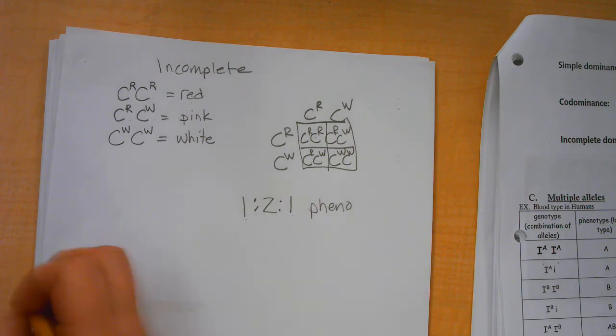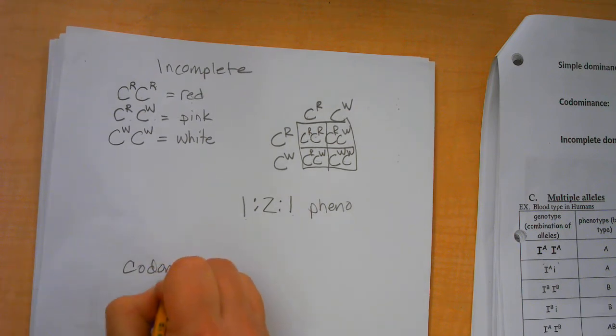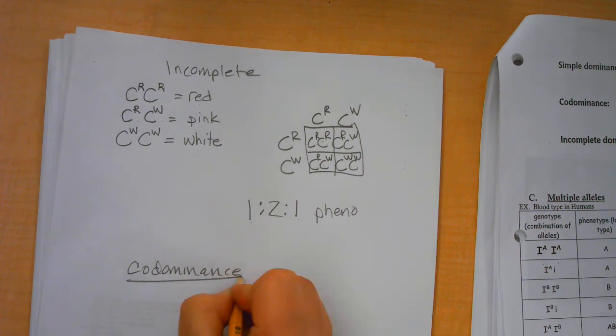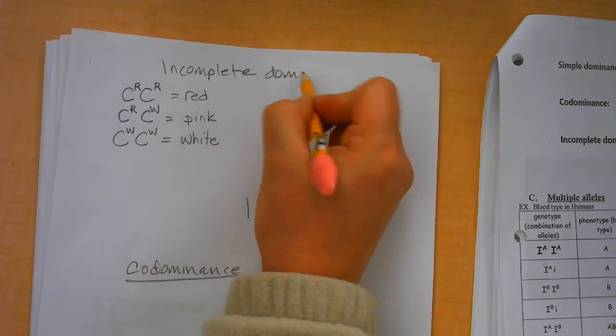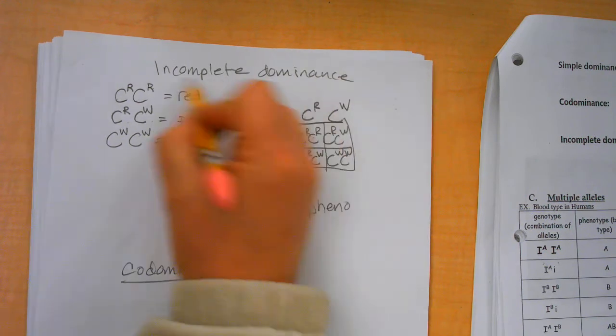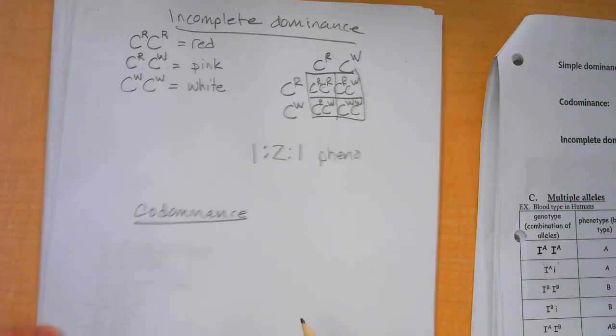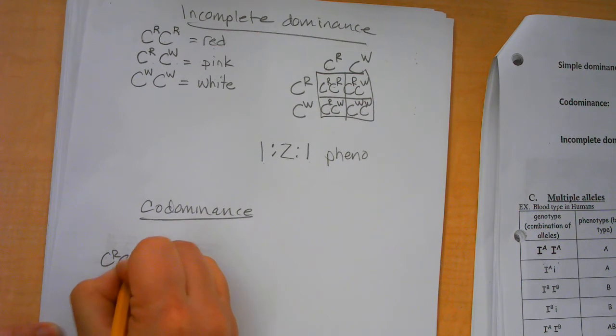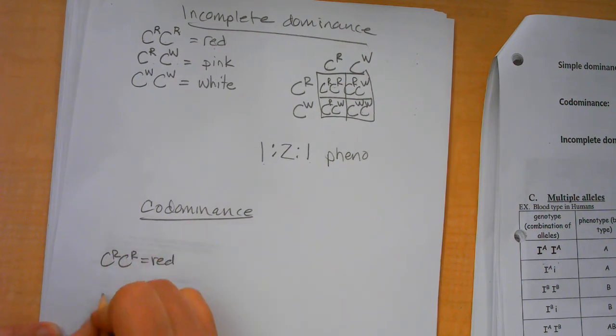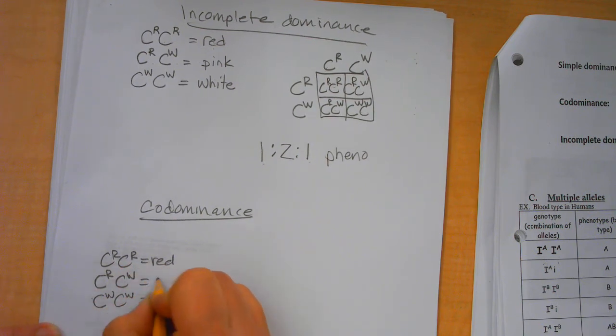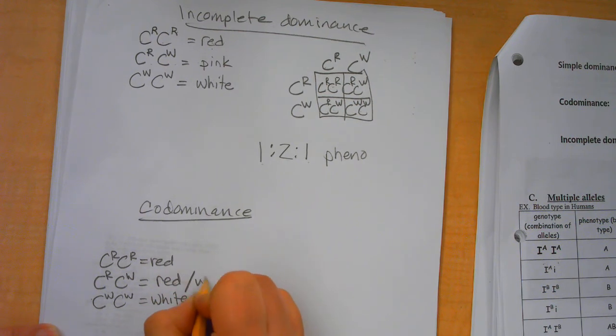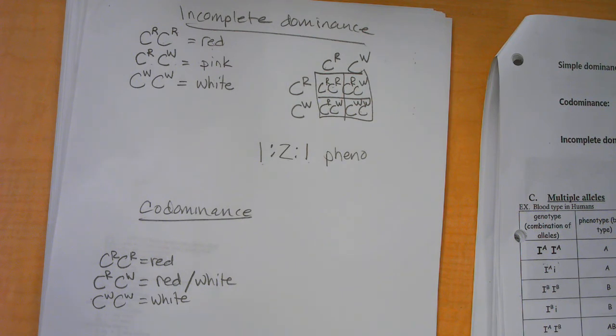But here we go. Codominance. So incomplete dominance looks like this. Now codominance would look like this. CR would still be red. CW would still be white. But the difference is the heterozygote. CRCW would be red and white. In other words, some of the flower petals would be red and some would be white. There'd be no pink at all.